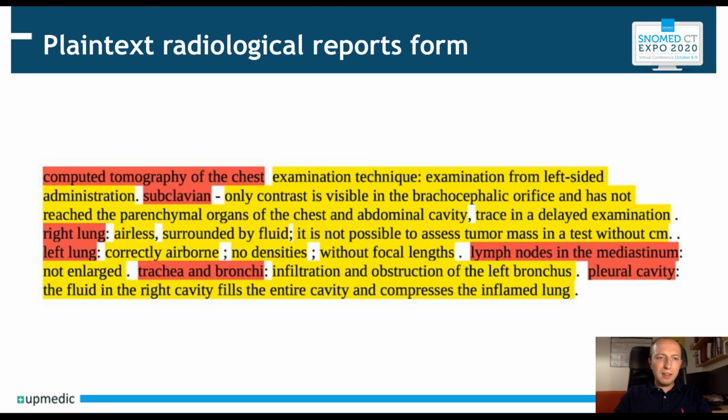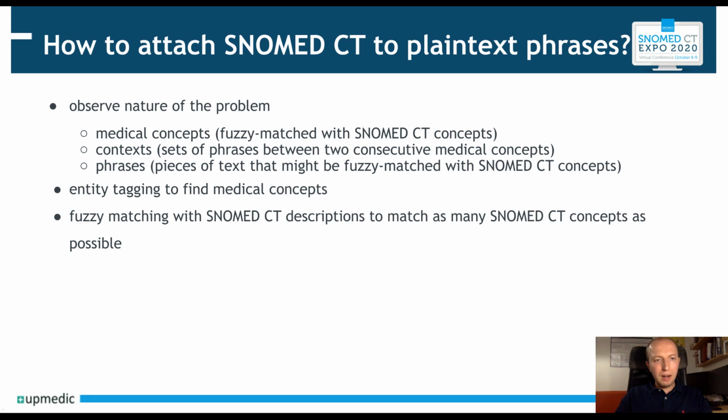So we can see that there are phrases related to medical examination, like computed tomography of the chest, or phrases related to organs, like right lung. And between those medical concepts, there are those yellow pieces of text, and we call them contexts. They are a more detailed explanation of the medical concepts.